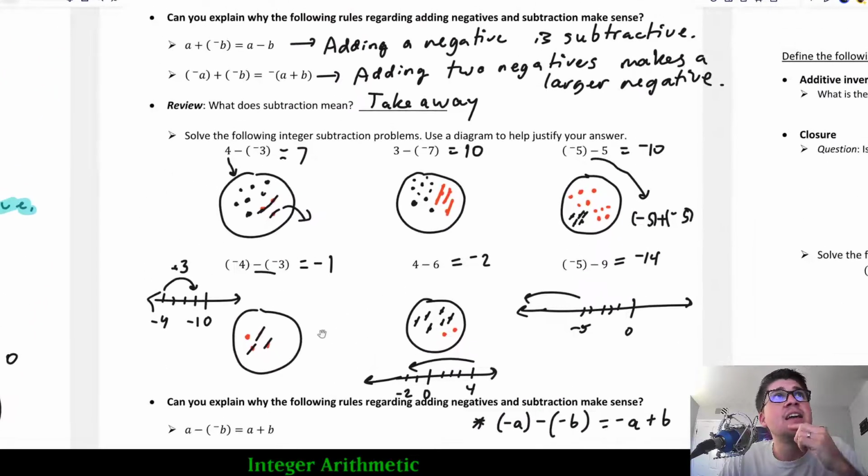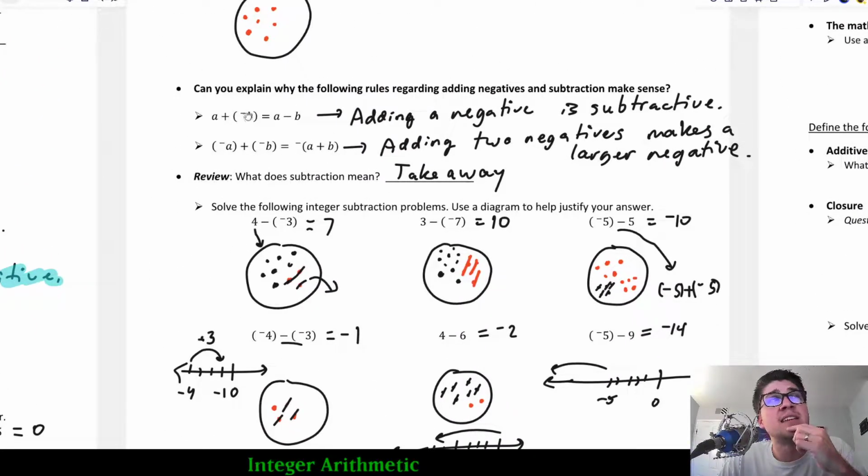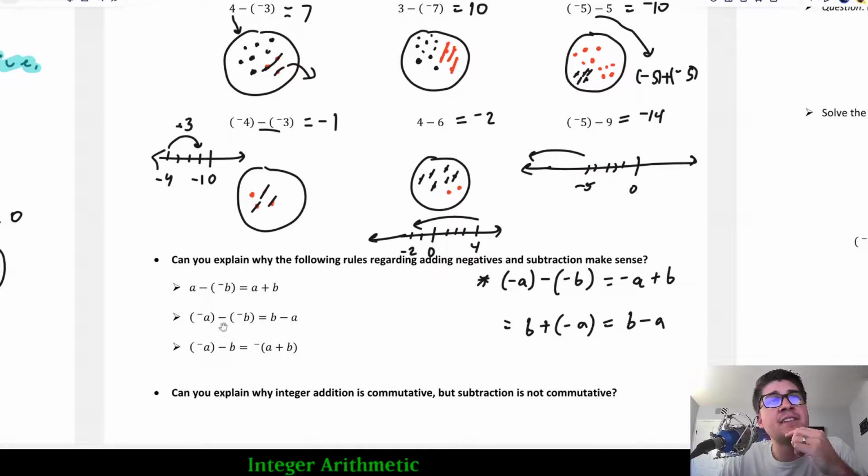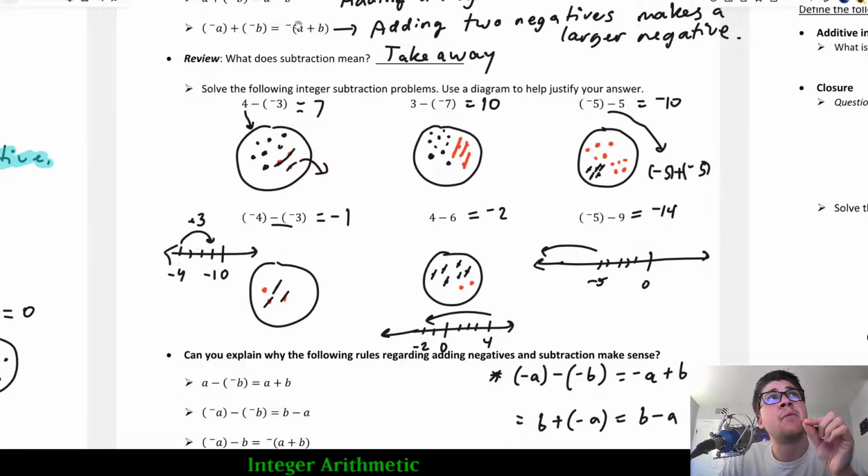And actually, that's really what this rule says here. Adding a negative is the same as subtracting a positive. And that's kind of what we're doing here. I'm changing a negative b to adding a negative, and then I'm applying this rule as well.